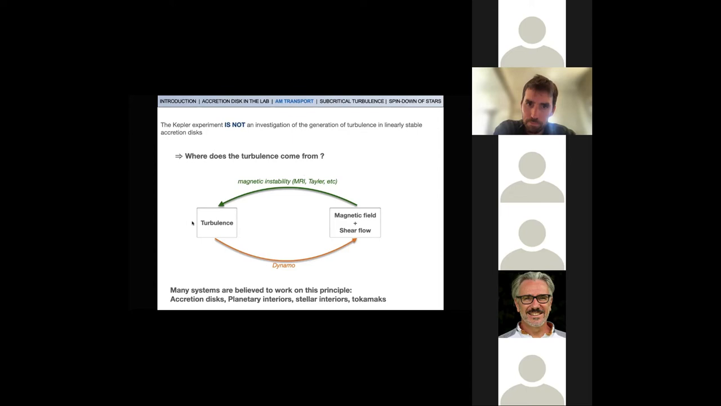Once you have turbulence, the turbulent motions of the fluid may be able to generate a dynamo and to generate a magnetic field, thus closing this loop. And so you may have a loop in which both the magnetic field and the turbulence are sustained in a self-sustained process. Now, if you look in the literature, there are many systems which are believed to work on this very simple principle: accretion disks, of course, but also some planetary interiors, some stellar interiors, even some tokamaks.